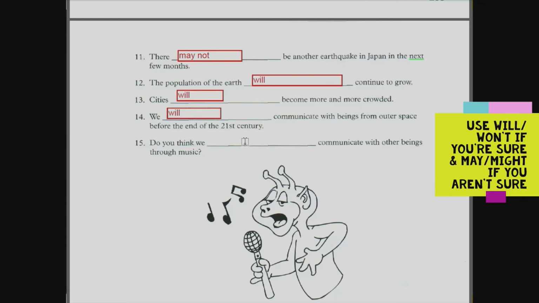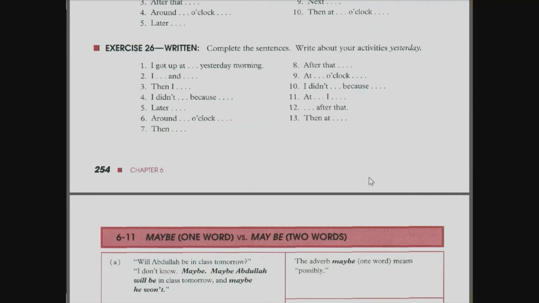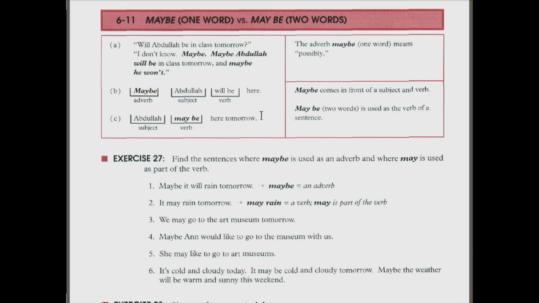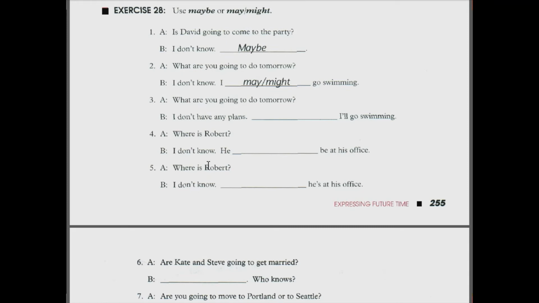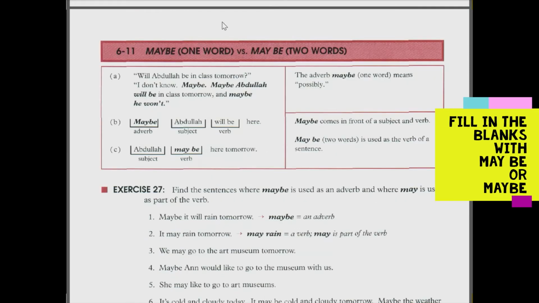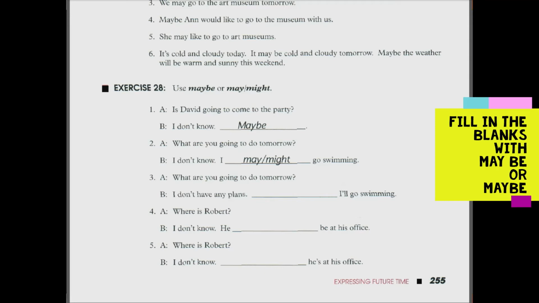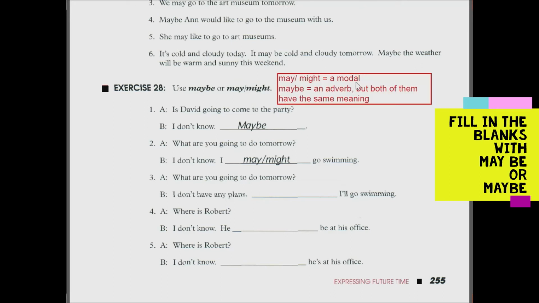Do you think we will communicate with other beings through music? Yeah. Okay, so it's very subjective. Maybe one word and maybe two words. Maybe, or maybe, as one word is an adverb. Yeah, so might is grammatically different. Both of them have the same meaning but grammatically different. May or might is a modal, maybe is an adverb.